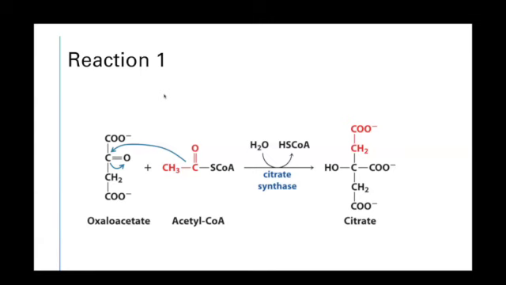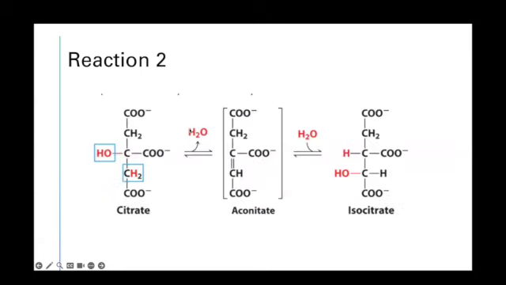The enolate then attacks oxaloacetate to produce citryl-CoA intermediate, and then a hydrolysis reaction releases the CoA and the citrate molecule. So this is our first molecule in the citric acid cycle. From citrate, we then move on to reaction number 2.